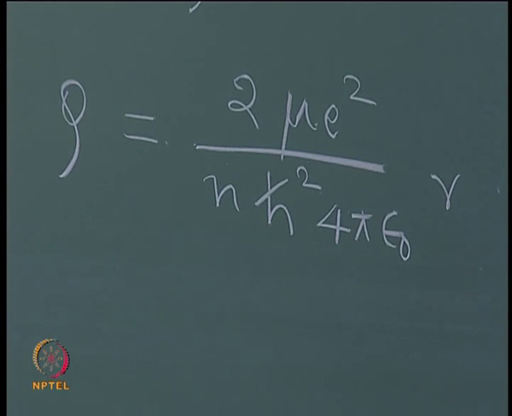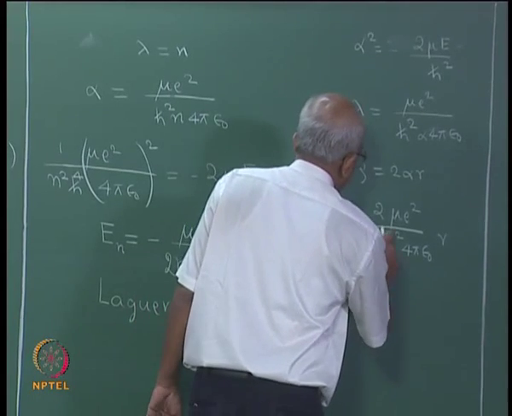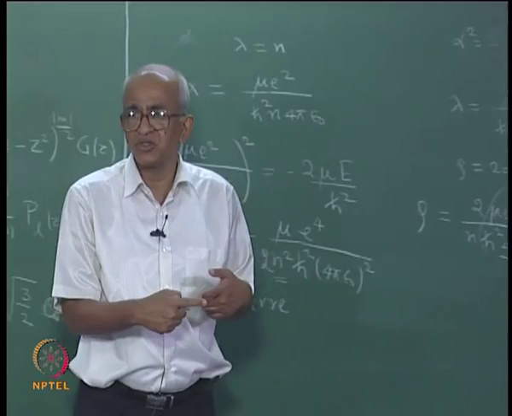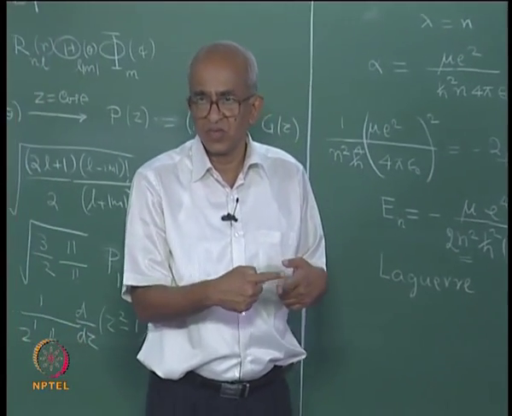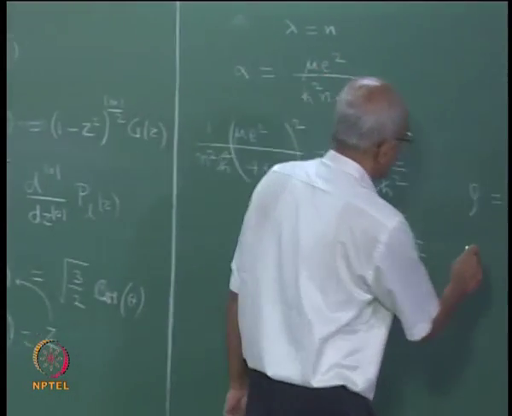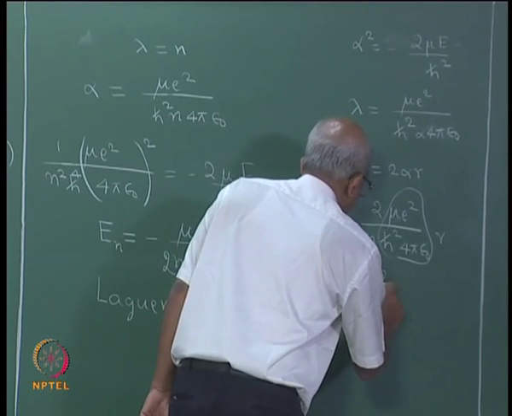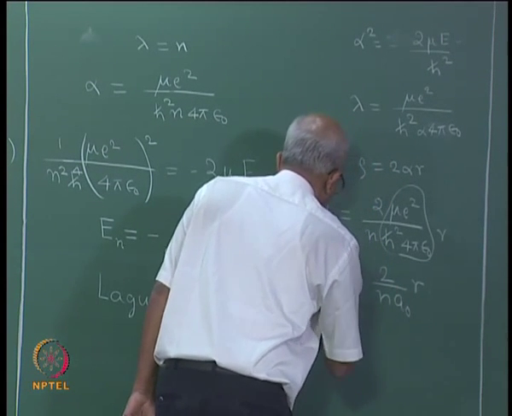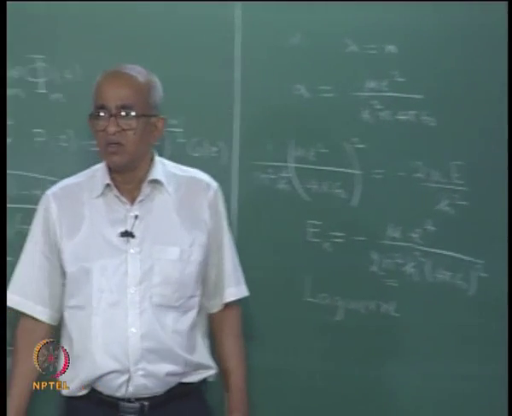Okay. Agreed. And now this constant, this whole thing, I am going to call it 1 by a0. That whole thing is 1 by a0, so that I would have 2 divided by n a0 into r to be equal to rho.